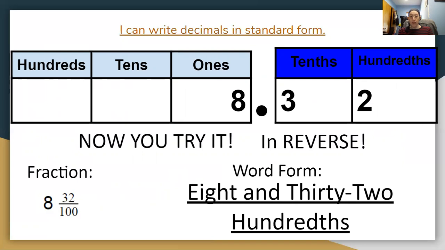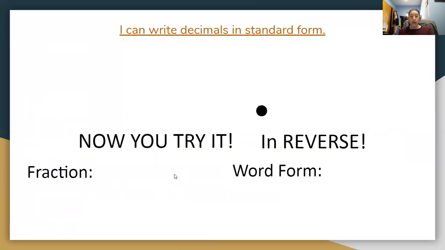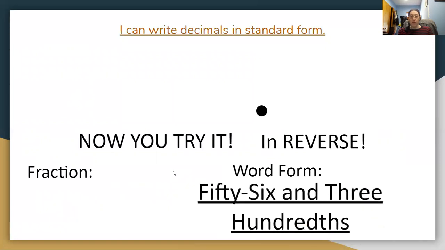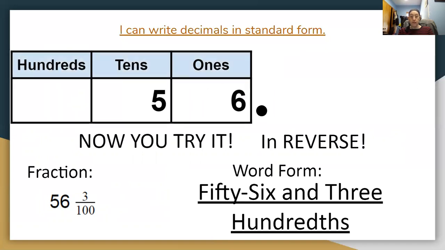Now, of course, when you're writing, I don't expect you to have a whole place value chart. In fact, we're going to get rid of the place value chart very soon. Let's try another one. In reverse, I'm going to give you the word form, 56 and 3/100. Pause the video, think carefully. The fraction form, 56 and 3/100. So the whole number part is pretty simple, 56. But now think carefully, I need to have 3/100.